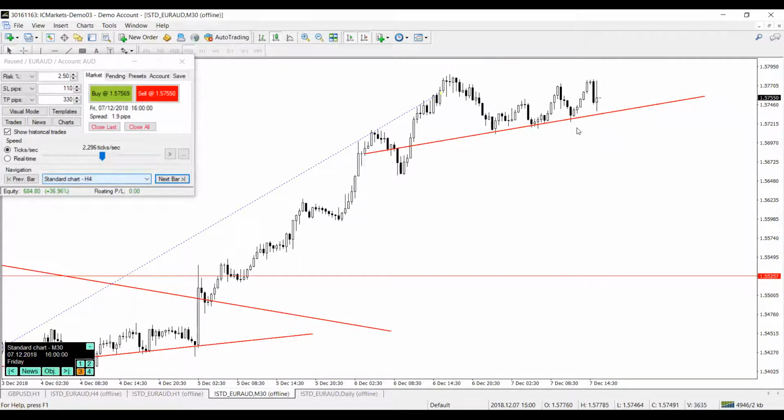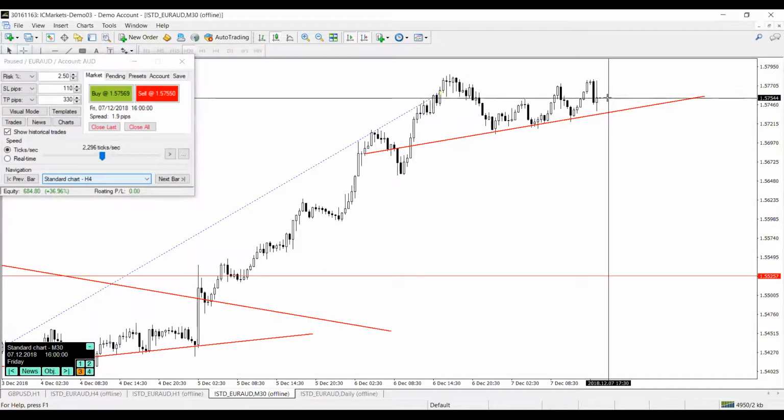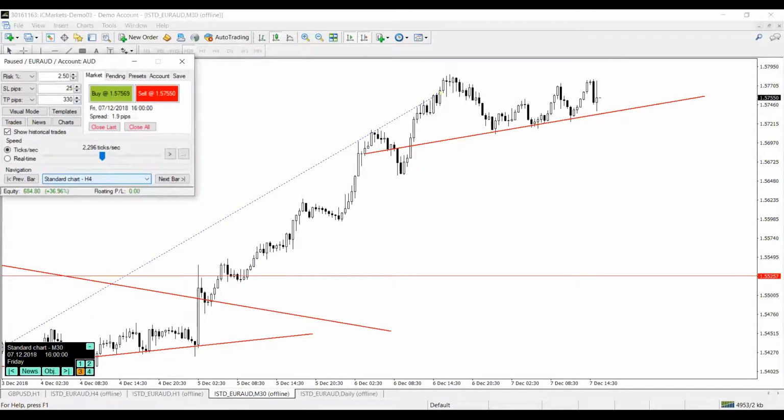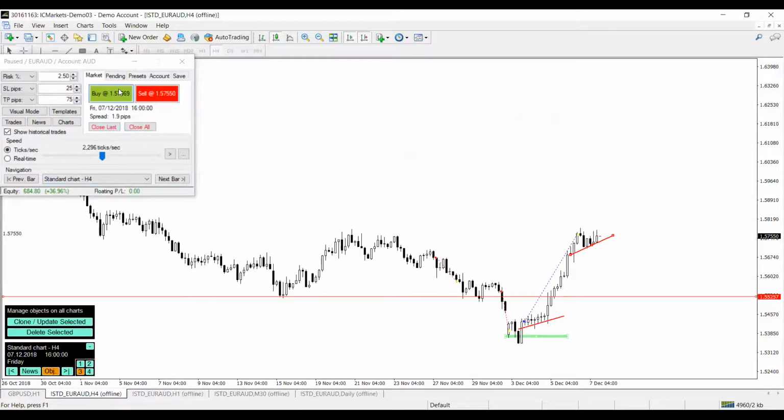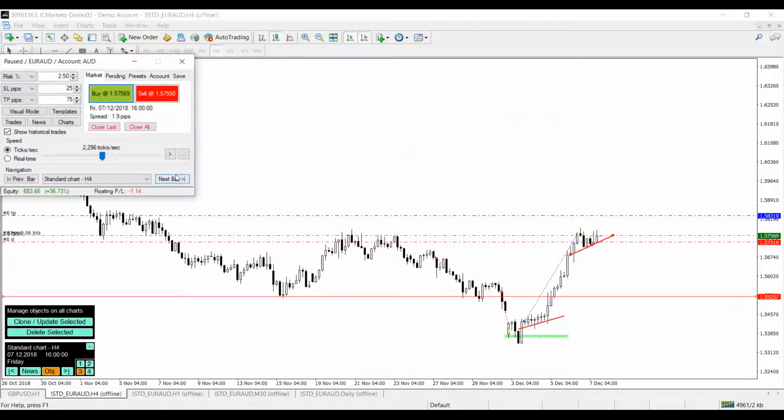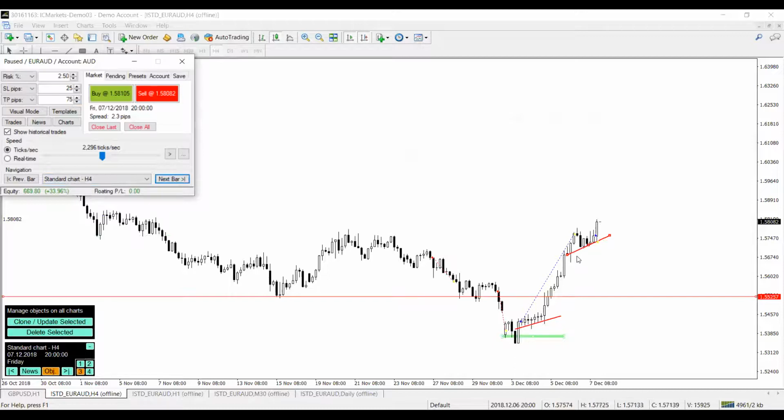27, 28, just say 30, 60, 90. What? 25, 75, 25, 75. And then that's a super tight stop loss. TP hit.